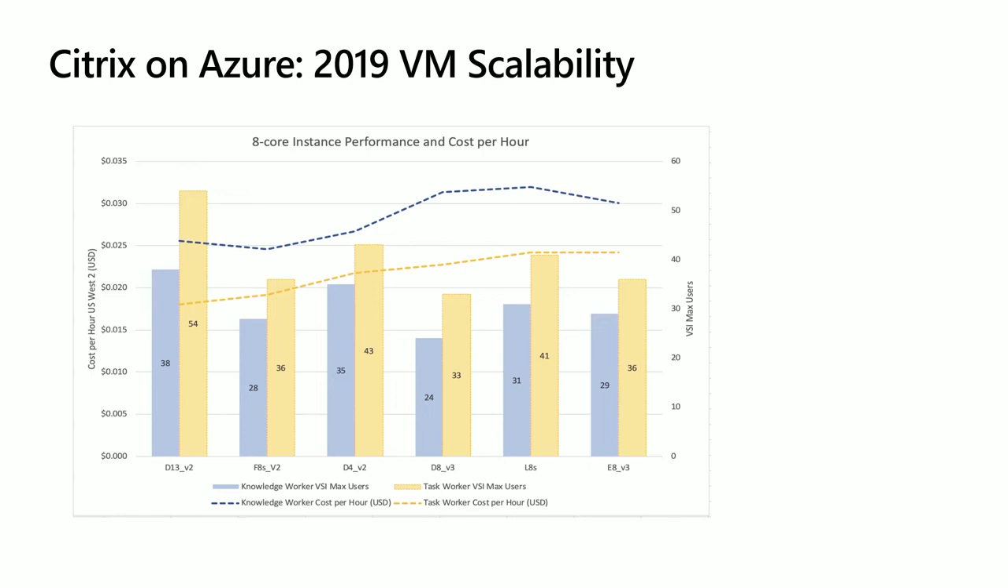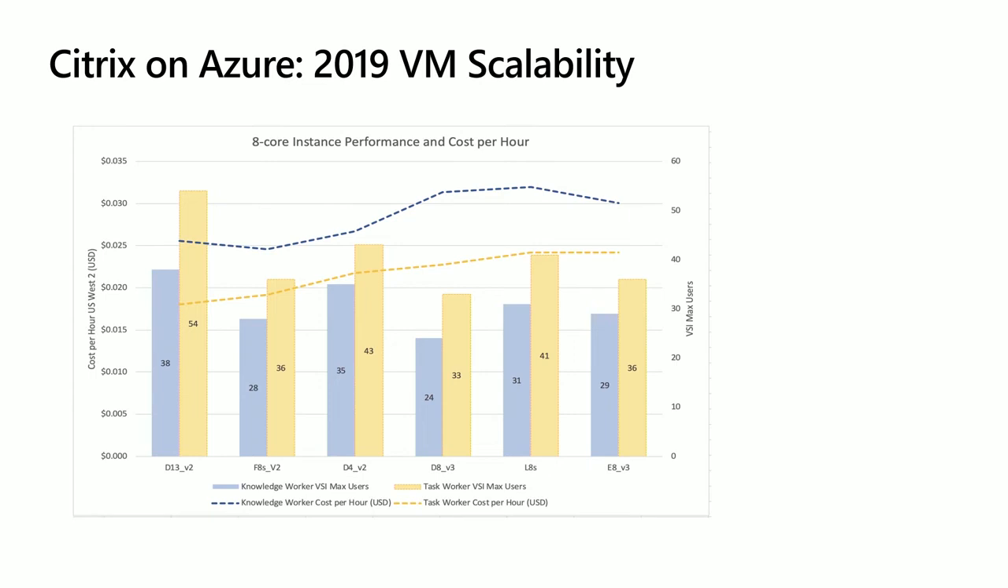Those are the numbers. The dotted line is the cost per user per hour. The bar is how many users were we able to cram on this VM, okay? So on the D13, we got the most users. That's really cool. But if you look at the price, it's very similar to the F8. It doesn't really matter for both workloads. That's why I say your best shot in here.